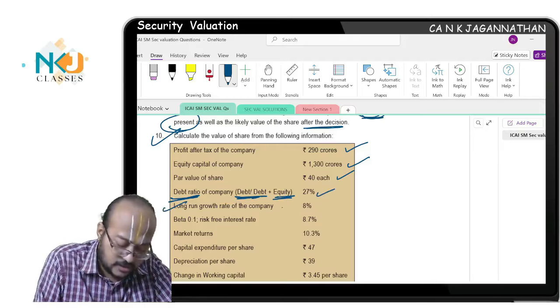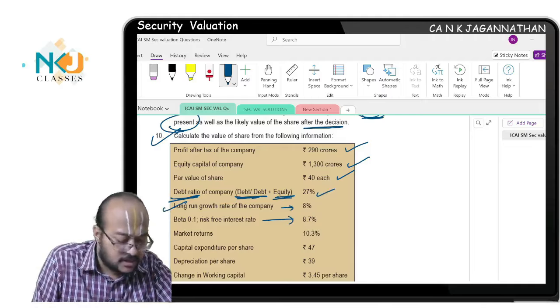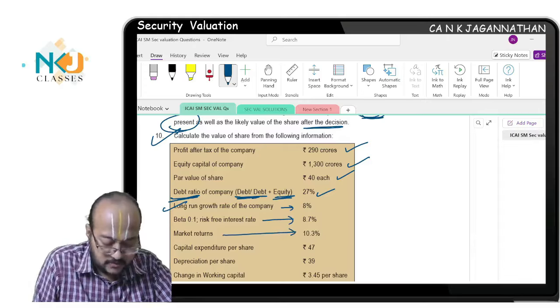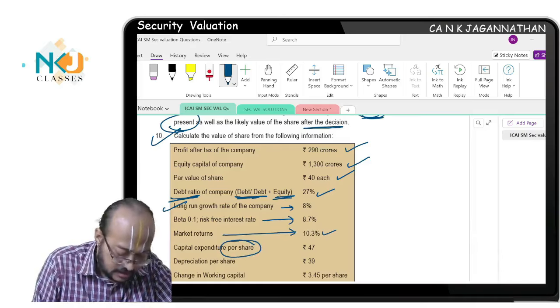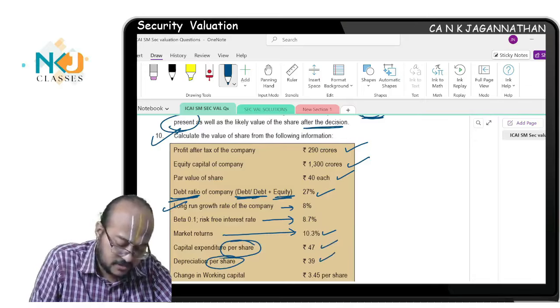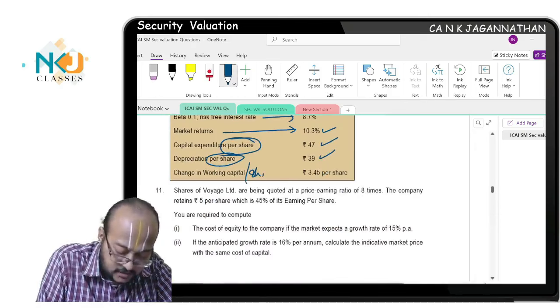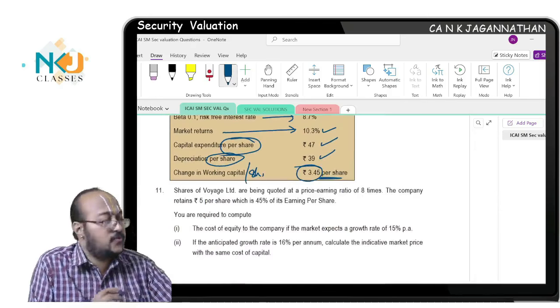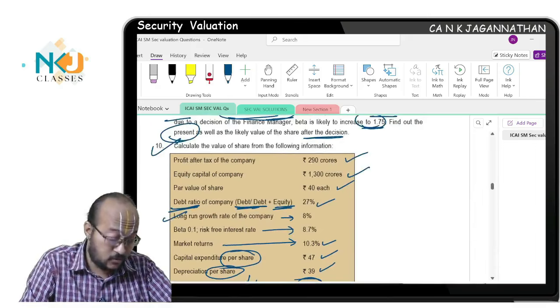The long run growth rate of the company is 8%. Beta 0.1, risk-free interest rate is 8.7%. Market return comes to 10.3%. Capital expenditure per share and depreciation per share are given: capex per share 47, depreciation per share 39. Change in working capital is also given on a per share basis as 3.45. So all these data are given and we have been asked to find out the value per share.